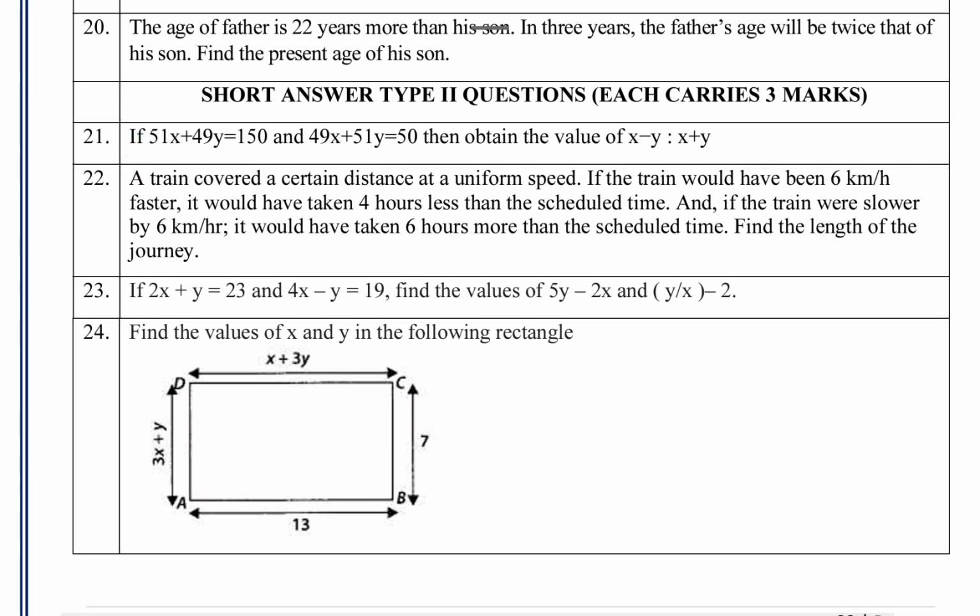51x plus 49y equals 150 and 49x plus 51y equals 50. Then obtain the value of x minus y. Next is the most important question, children.